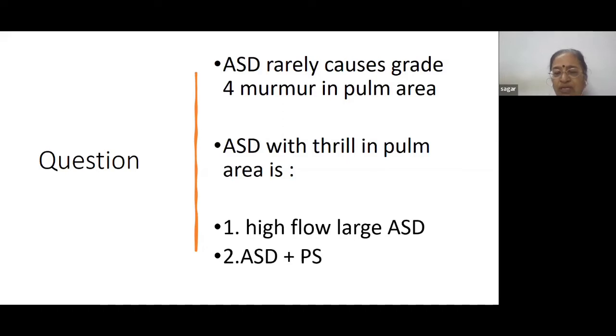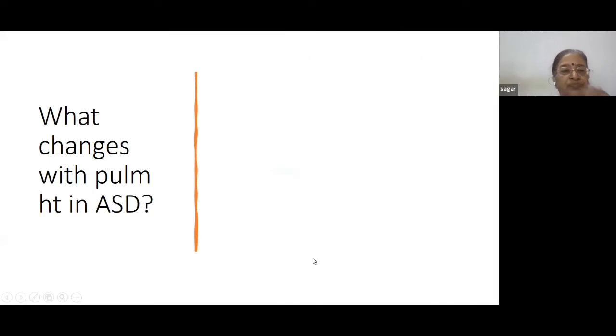ASD is associated with a lot of other congenital heart diseases. So one of the combinations that you get is an ASD with a pulmonary stenosis, which is when you'll get a thrill. So if you see an ASD with a thrill, either it's a very big ASD, you must have the features of all that, or you must have a pulmonary stenosis.